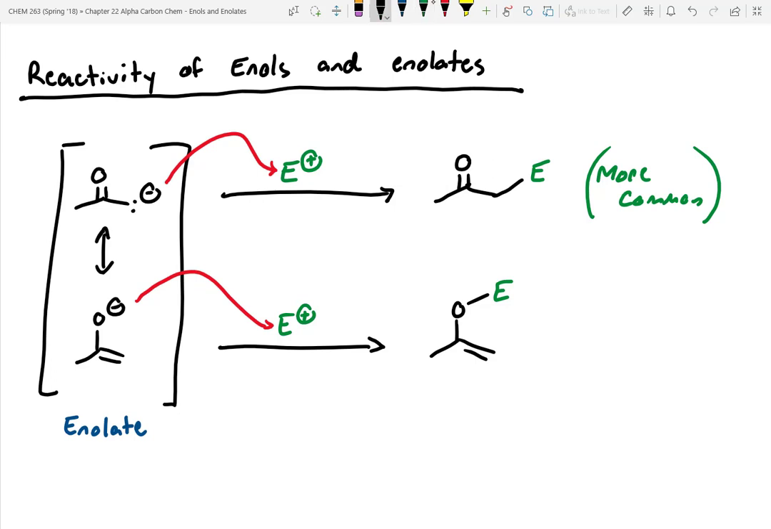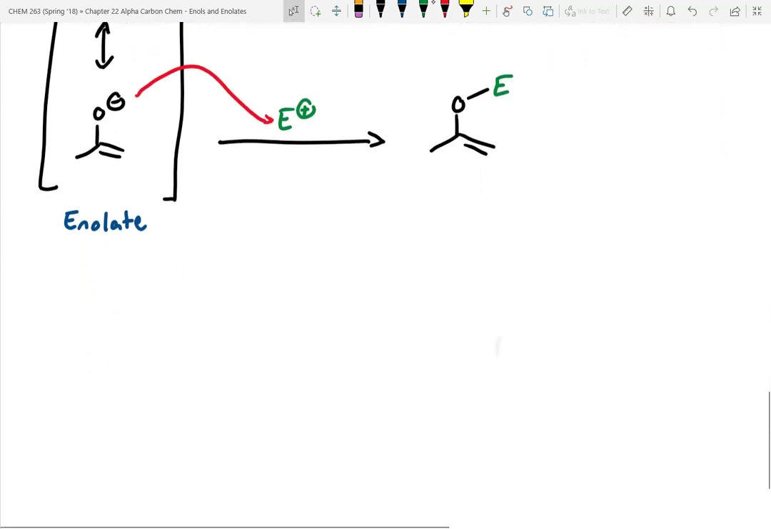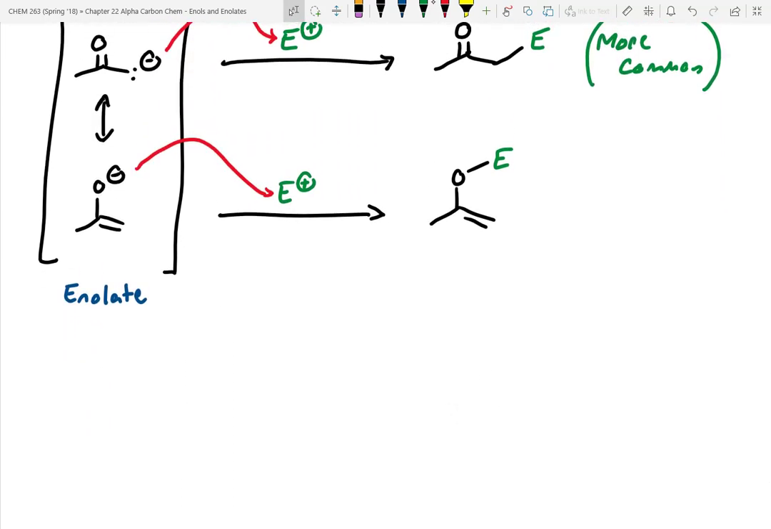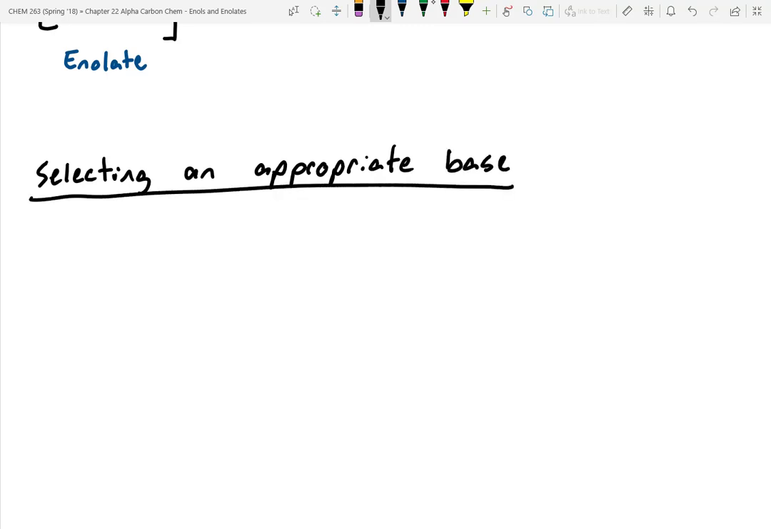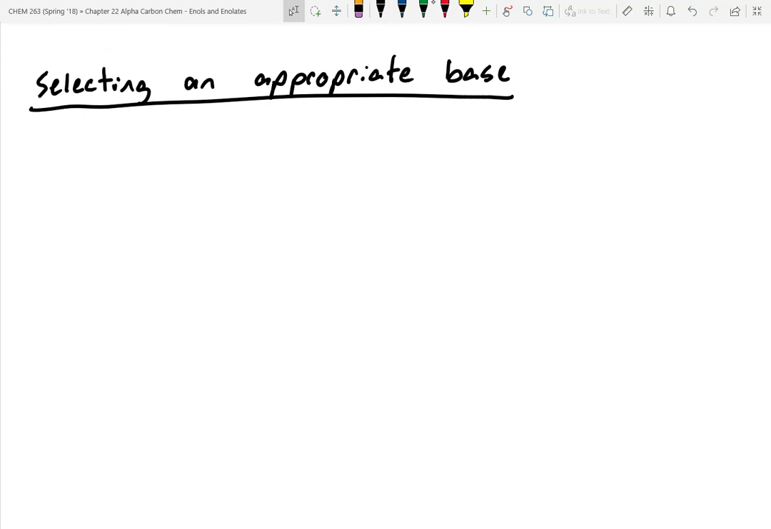So let's review a little bit on selecting bases too, because base selectivity is really important for forming your original enolate. This is a throwback all the way to first term, but I figured it'd be good review. And let's take a look at some common situations. First one will be with acetone. And we've got alpha protons on acetone. And if you look up the pKa of acetone in a pKa table, it's 19.2.